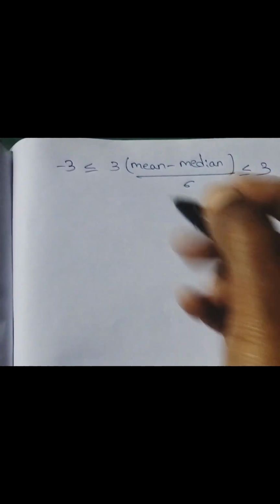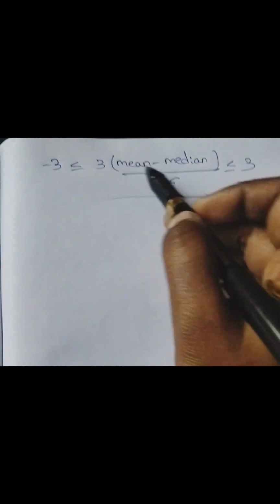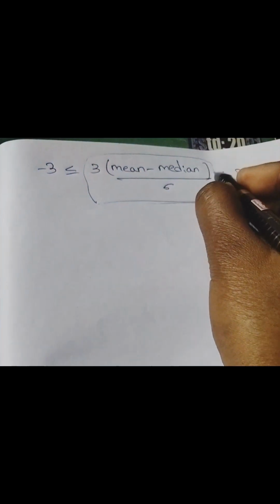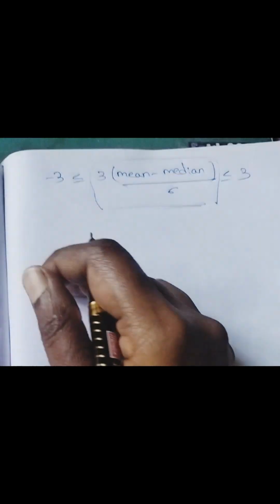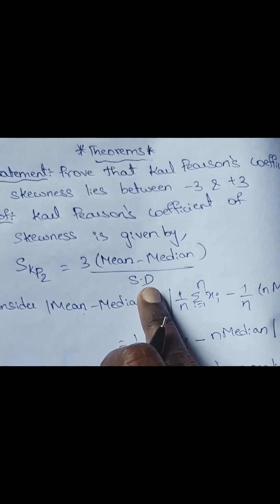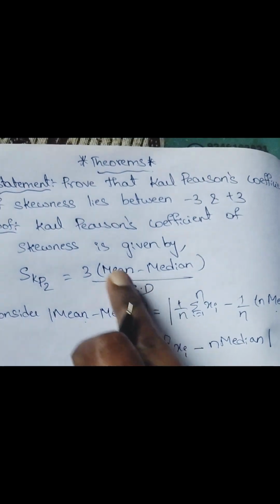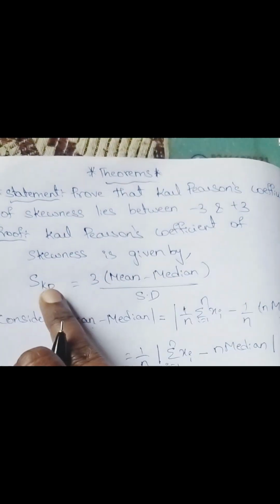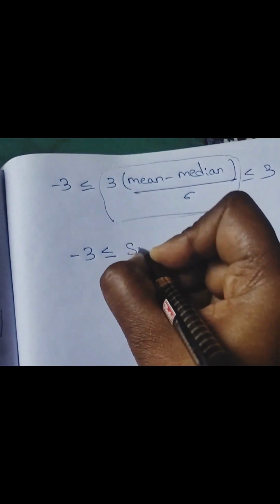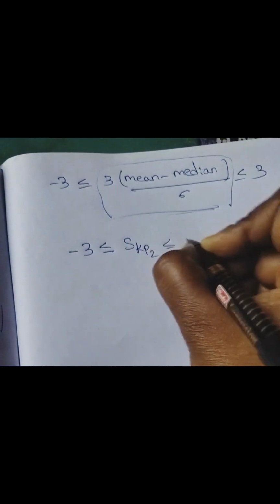So what does this formula represent? 3 into mean minus median divided by sigma is what? We have seen SKP2, the coefficient of skewness, SKP2 equal to 3 into mean minus median divided by standard deviation. Now can I replace this term with SKP2? Yes. So we now get minus 3 less than or equal to SKP2 less than or equal to 3.